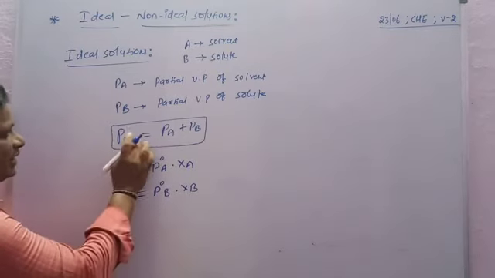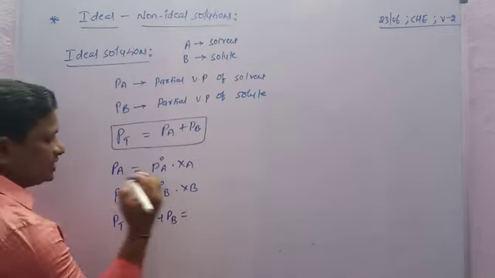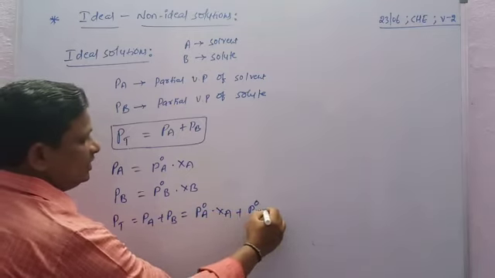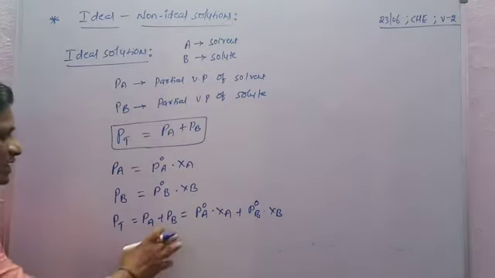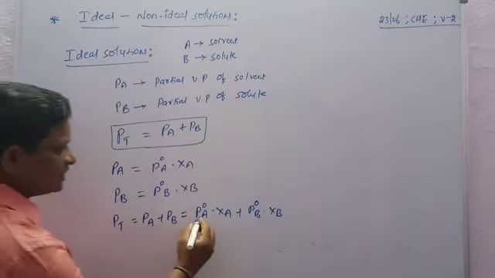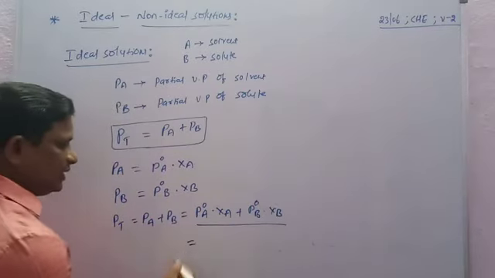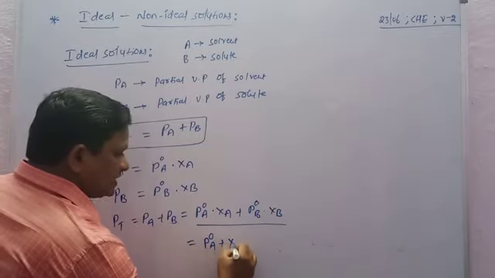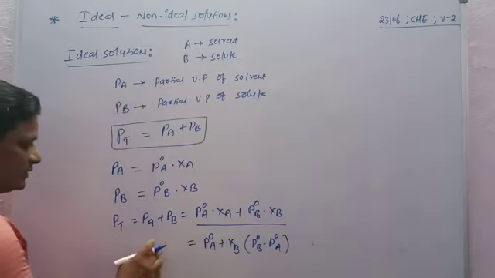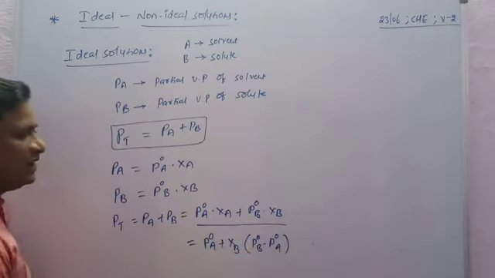So PT equals PA plus PB, which is P naught A into XA plus P naught B into XB. According to Raoult's law, the total vapor pressure of the solution is P naught A into XA plus P naught B into XB. So it can be written simply as P total equals PA plus PB equals P naught A plus XB into (P naught B minus P naught A).